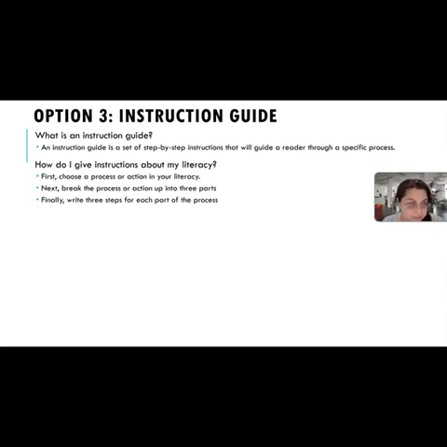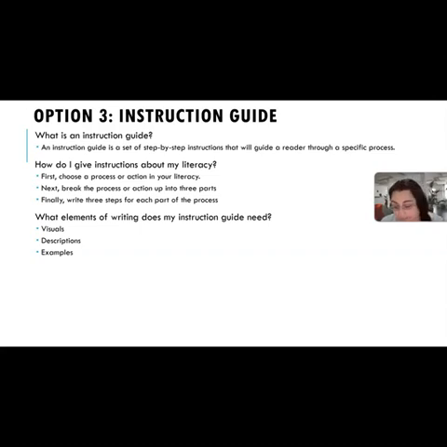So breaking that up into a step-by-step set of instructions that allows your reader to actually do a thing by the time they have finished reading your essay. Now, what elements of writing will that need? So that's going to need a lot of visuals, right? You want to describe things. You want to tell me that all-purpose flour should look like this, and you shouldn't have any big clumps, or it shouldn't be dry, or whatever it is.